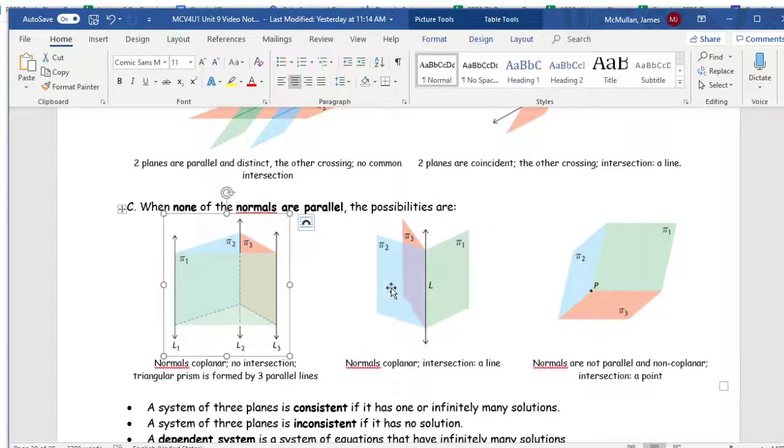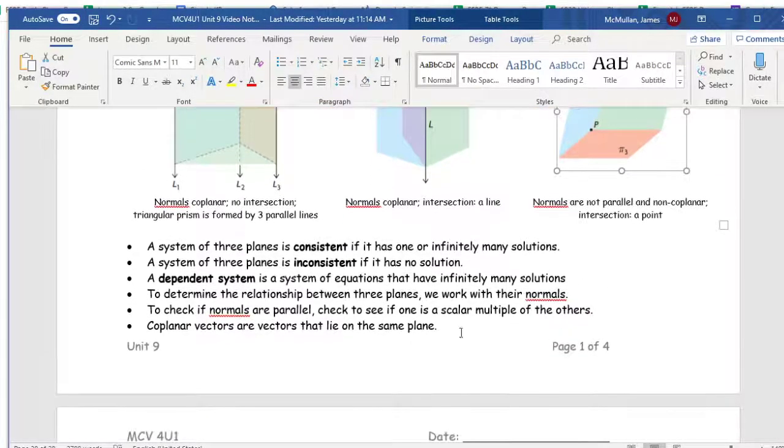Now these normals, the normals on these two, despite the fact that they are not parallel, they are still coplanar. So all the normals still lie on the same plane. If you can see that, then you know it has to be one of these two. If the normals do not lie on the same plane, you have to have this one.